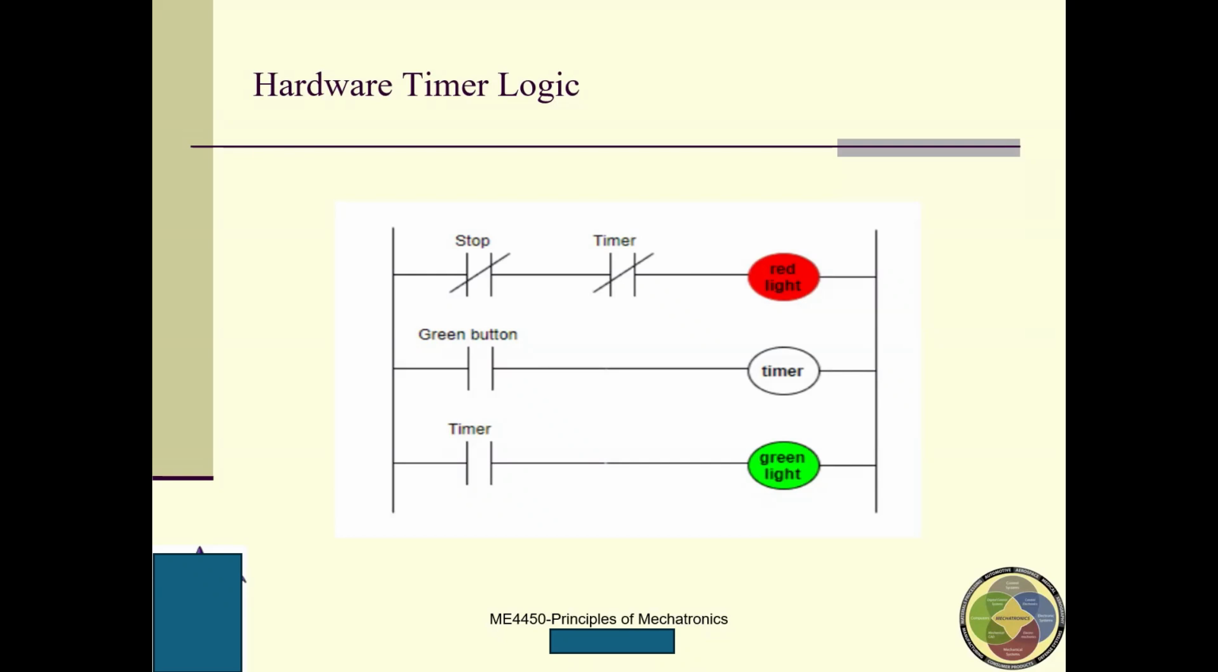So the oblique is true. This stop is always normally closed, so water can go through. At the very beginning, the red light is turned on. But after you click the green button, the timer starts. Then after some time, this timer is set high. As a result, this oblique is false and the red light is turned off. But when this guy is set high, the green light will be turned on. So this is how this diagram works.